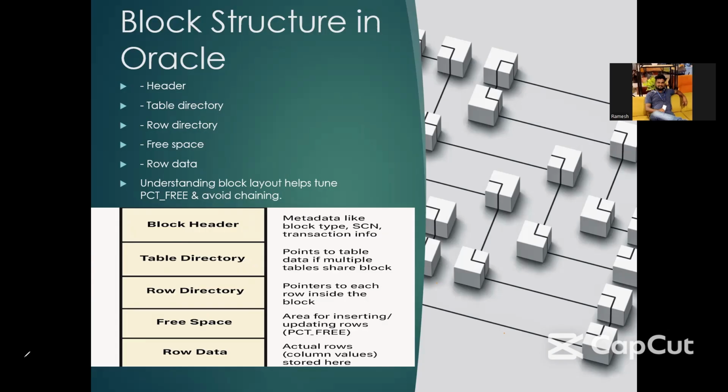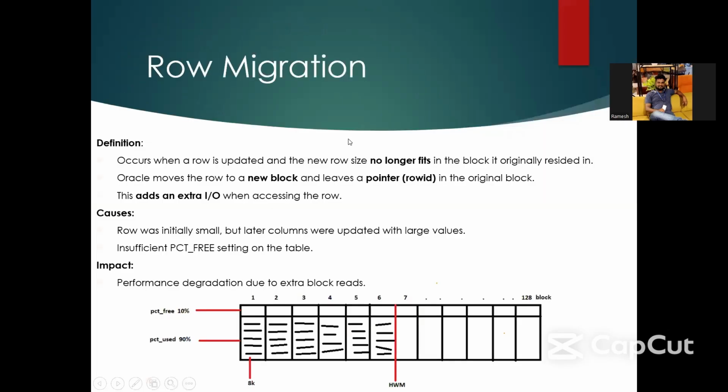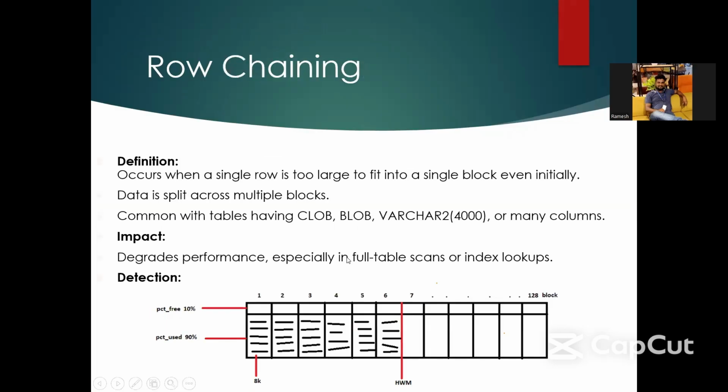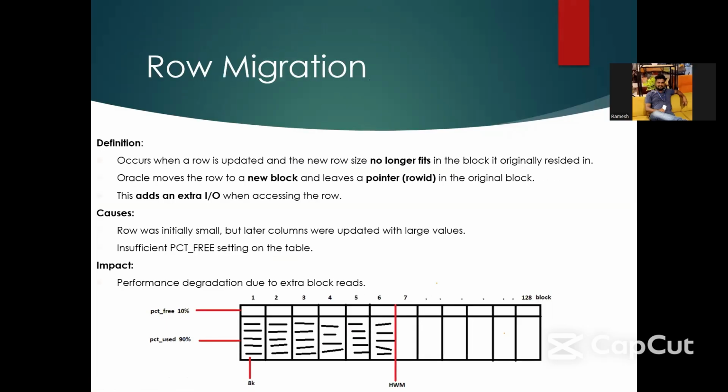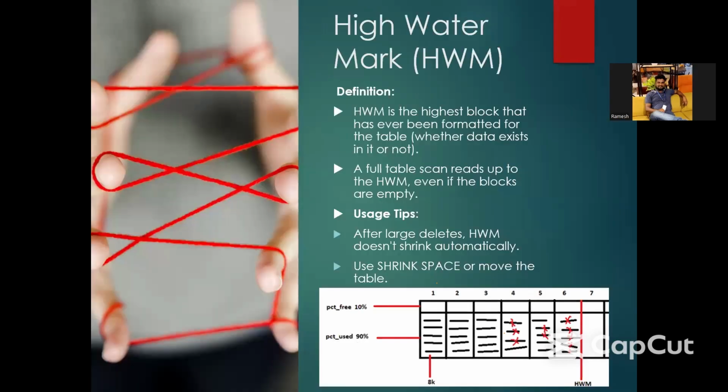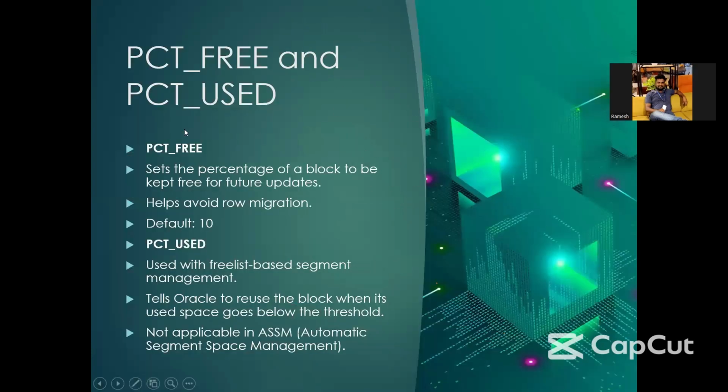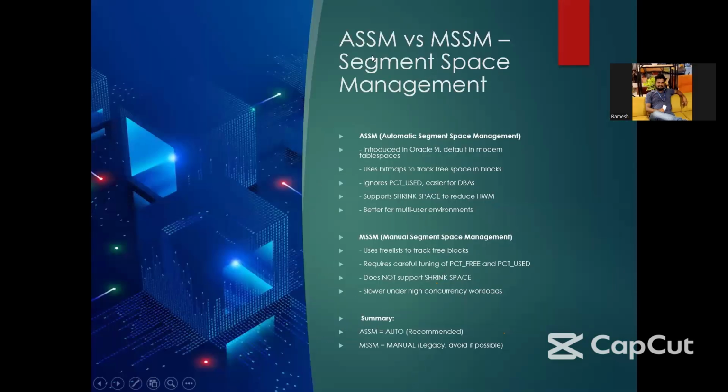Okay, we can go to the next slide. In this session we are going to cover row migration, row chaining, and then the high watermark. I will show you the slide so you can understand. First row migration and row chaining, then the high watermark, what PCT_FREE and PCT_USED are, and what ASSM and MSSM are. What is automatic segment space management?